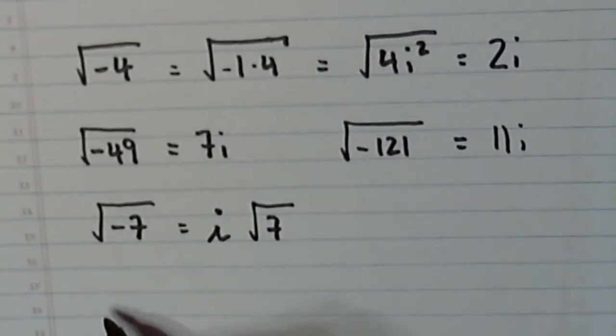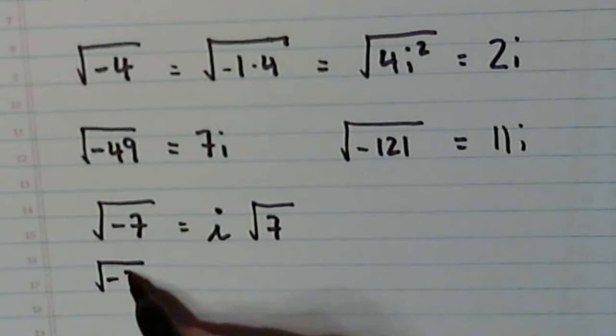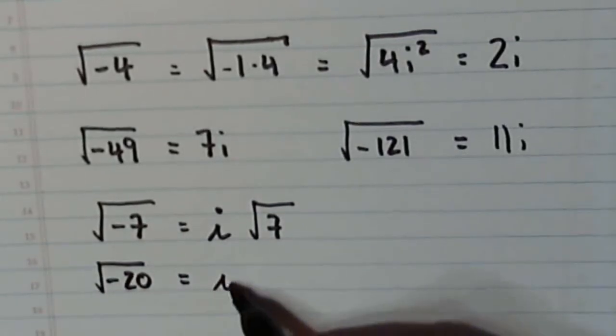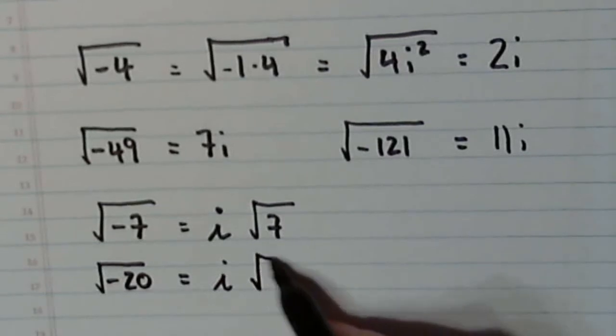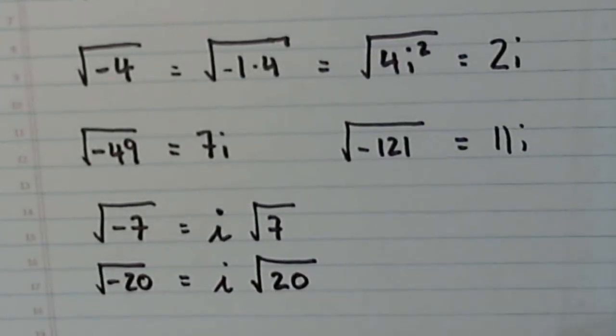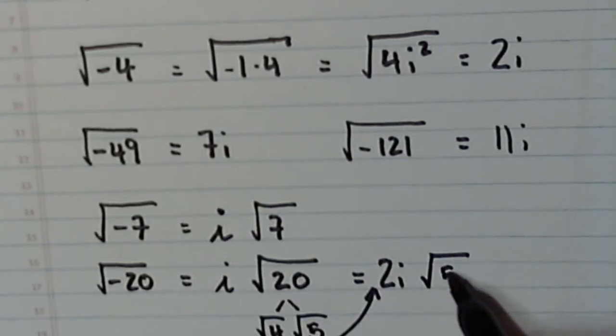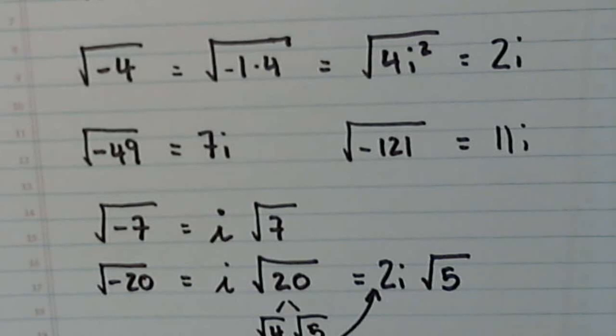How about the square root of -20? Well, we can rewrite it as i square root of 20. In chapter 6, we have learned how to simplify the square root of 20. We just factor this into the square root of 4 times the square root of 5. The square root of 4 is 2, so we get 2i square root of 5. Okay?